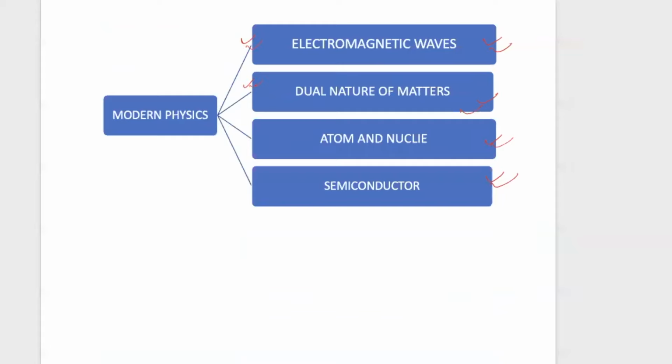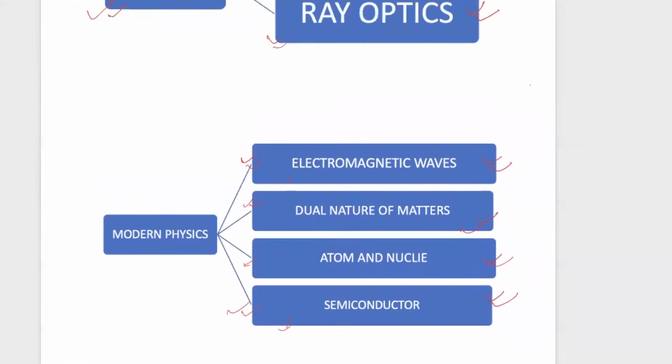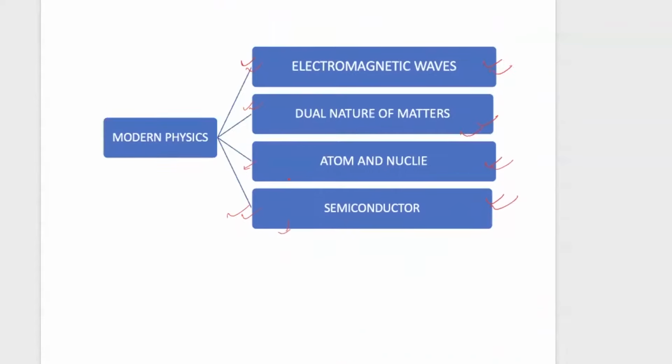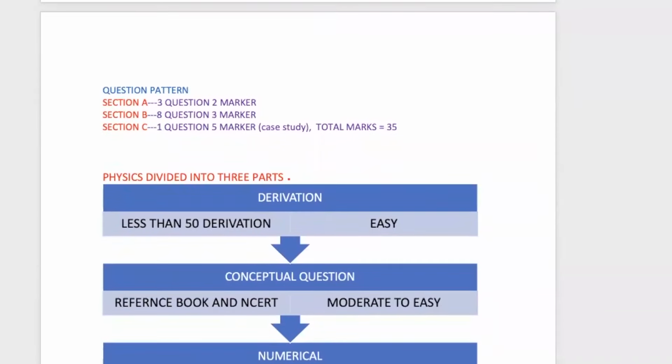Dual nature of matter is a very small chapter. Atoms and nuclei is a little bit big. And semiconductors, after reduction of syllabus, is also a very small and easy chapter. So basically if you attempt these questions in a proper manner or through planning, in that case you can score very easily. Let's discuss the questions that will come in your CBSE exam.